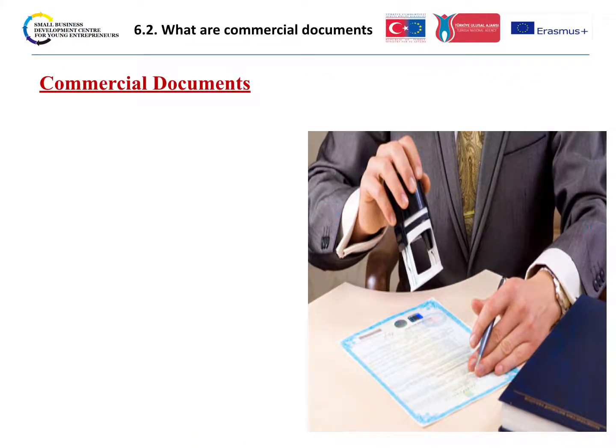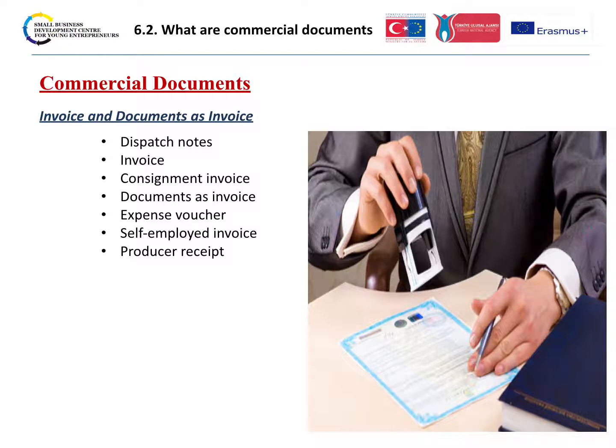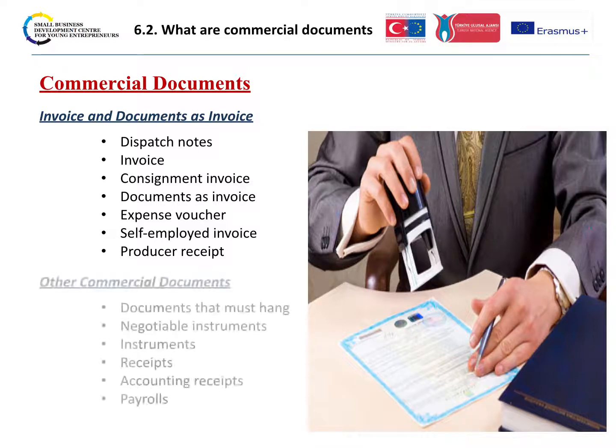6.2 What are commercial documents? A commercial document indicates that a good is purchased or sold. The following figure shows the commercial documents and documents outside of them. Invoice and documents as invoice: dispatch notes, invoice, consignment invoice. Documents as invoice: expense voucher, self-employed invoice, producer receipt. Other commercial documents: documents that must hang, negotiable instruments, receipts, accounting receipts, payrolls.